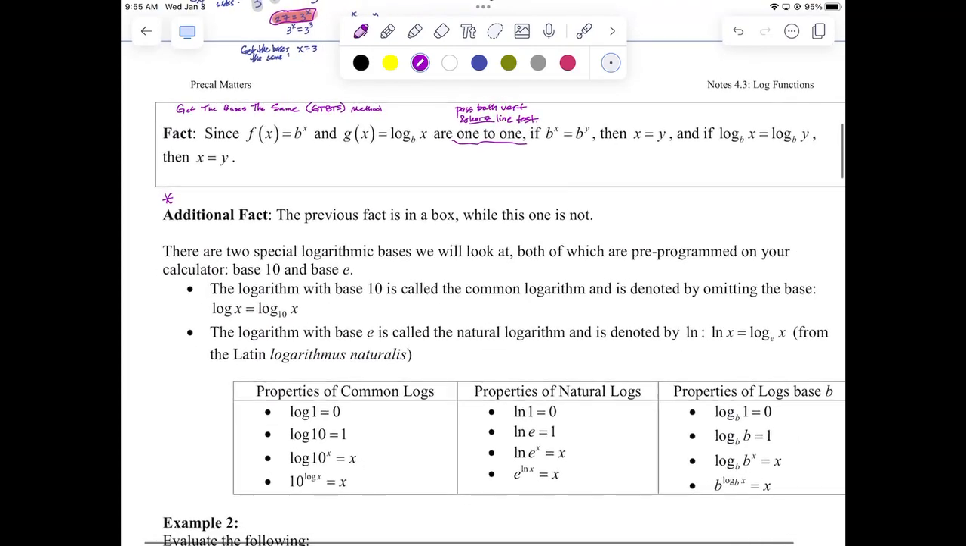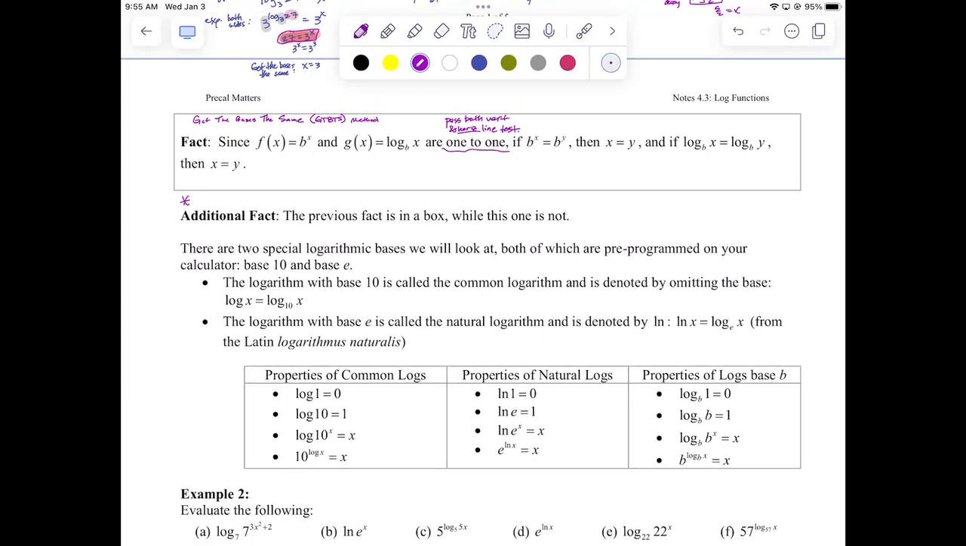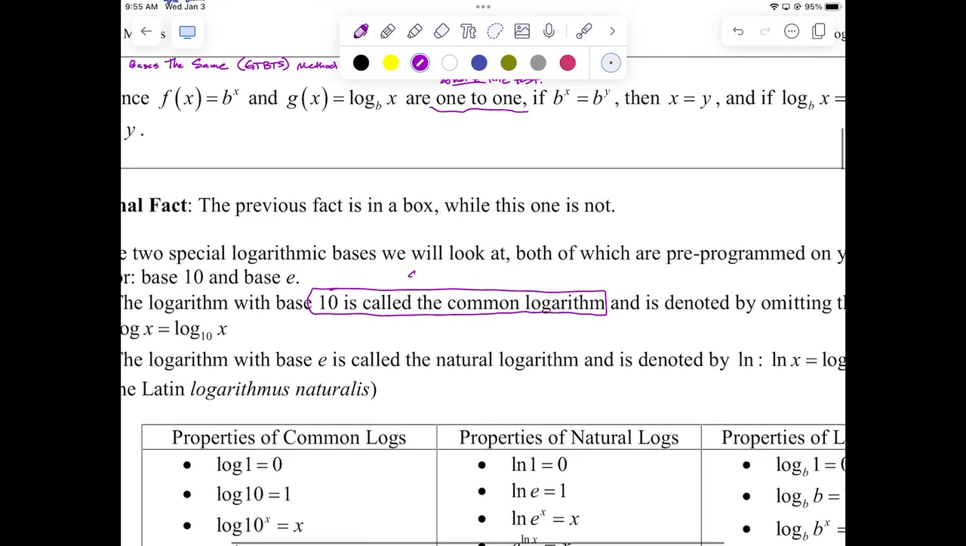Now, there are two special logarithmic bases that we are going to be looking at. And they're also the two that you're probably the most familiar with. They're the two that your calculator is programmed to work with. Base 10, which is called the common base, or the common logarithmic base. This is basically scientific notation. If you have an example like 3.1 times 10 to the 5th power. Yeah, that's a big number, right?